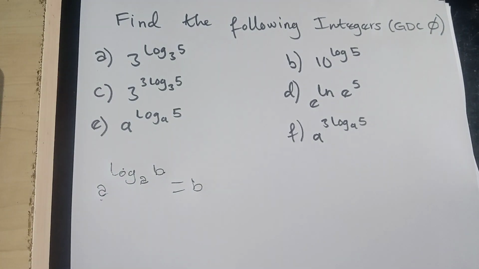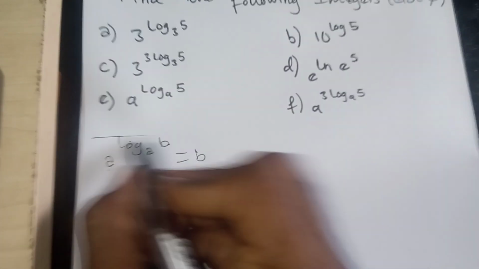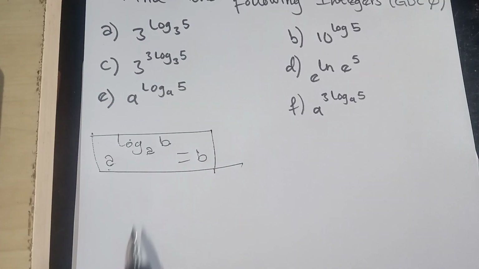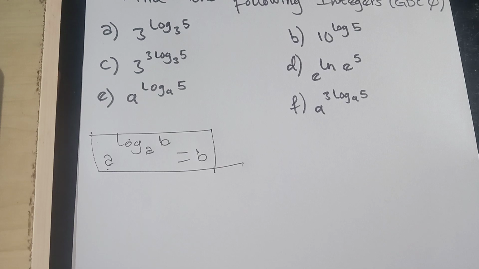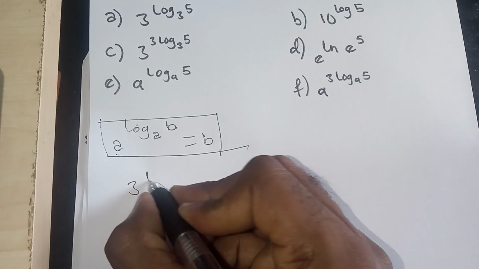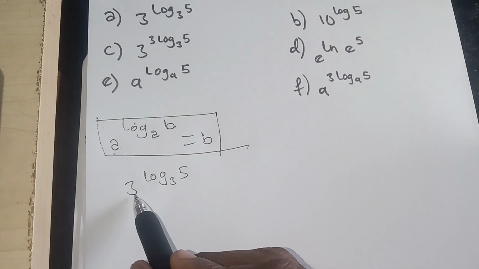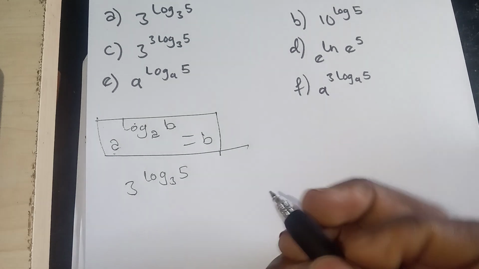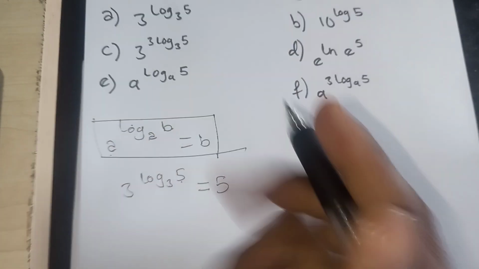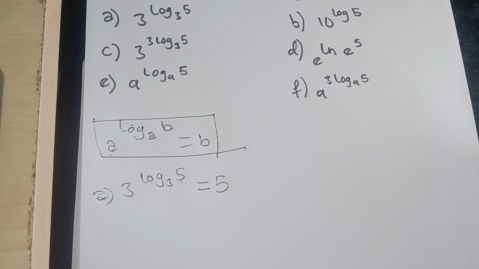I proved this in another video, but you are not required to know the proof in order to solve these. As long as you have this in your head, you can easily solve them. So 3 to the power log 3 of 5, as you can see, these two are the same, so you can just conclude that the answer is 5. You don't have to do anything here. So this is part A.